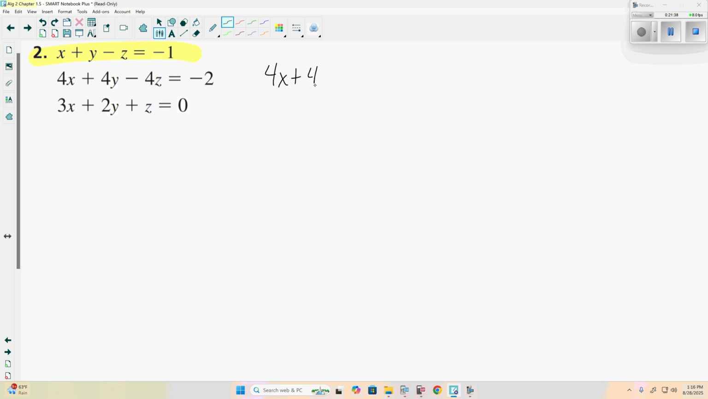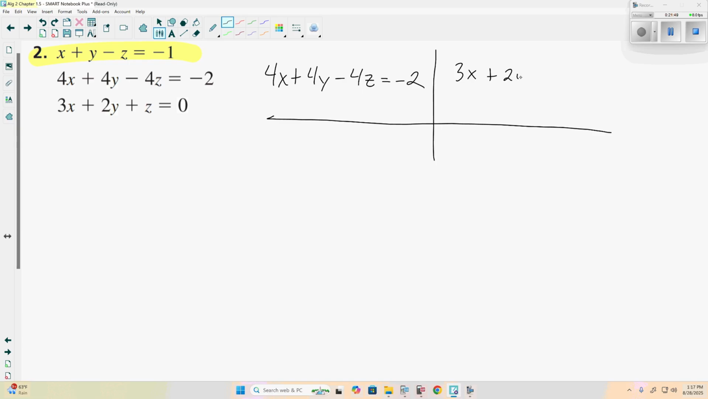4x plus 4y minus 4z equals negative 2. 3x plus 2y plus z is equal to 0. Now the equation on the left or right, the z's are already the same. They have different signs, but the numbers in front of them are both 1. They already match up there. So we can go on and simplify it.